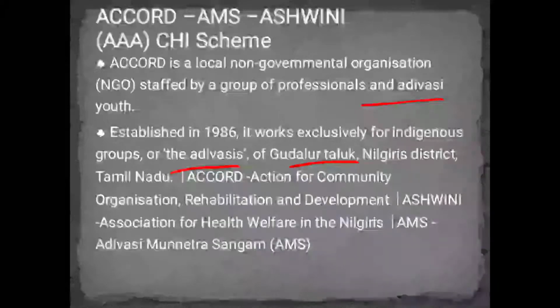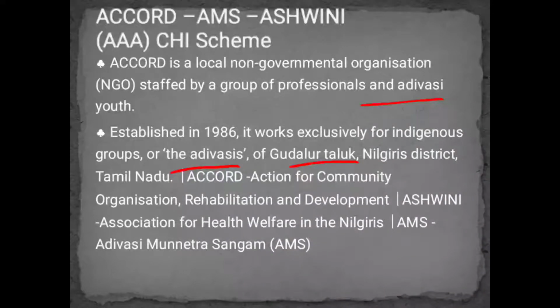So the purpose is action for community organization, rehabilitation and development. So the main purpose itself is clear: rehabilitation and development purposes are there in this scheme. So Ashwini, Association for Health Welfare in the Nilgiris, and AMS, Adivasi Munnetra Sangam. So these three are combined together.